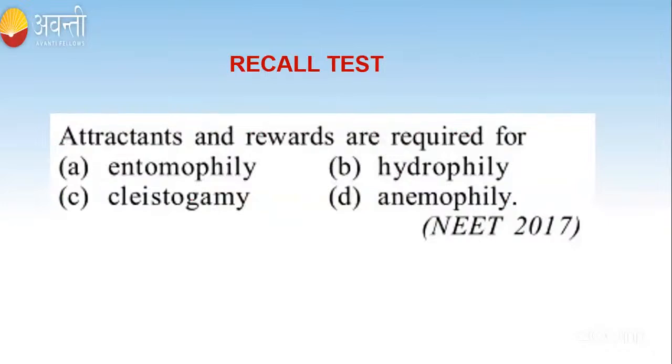Before going to start the class, guys, here is a question for you. Attractant and the reward are required for which type of pollination? Option A, entomophily. Option B, hydrophily. Option C, clistogamy. Option D, anemophily. You can answer me in the chat box also, and meanwhile, I will run the poll. I want everyone to answer this question.